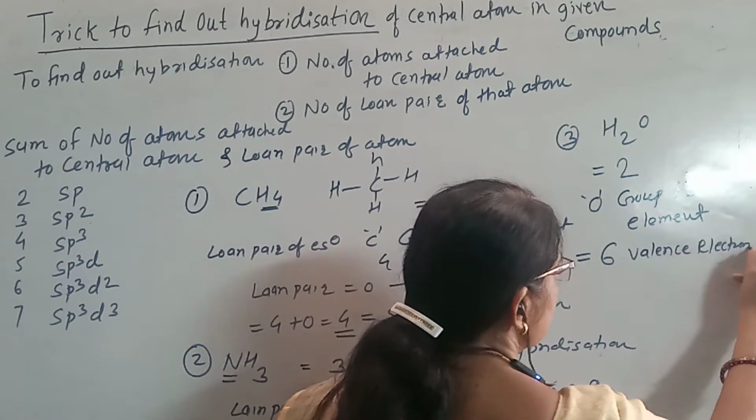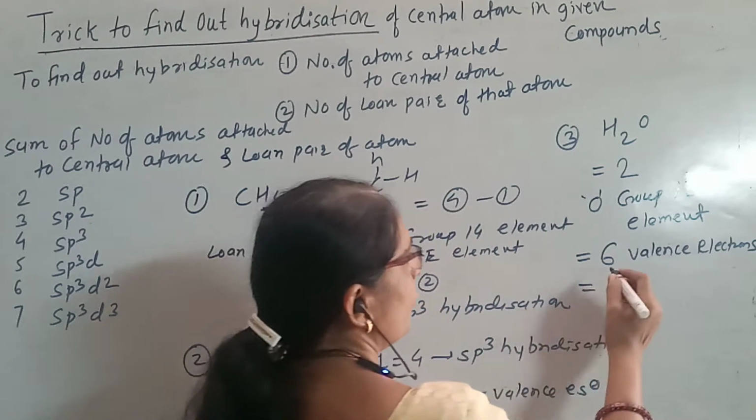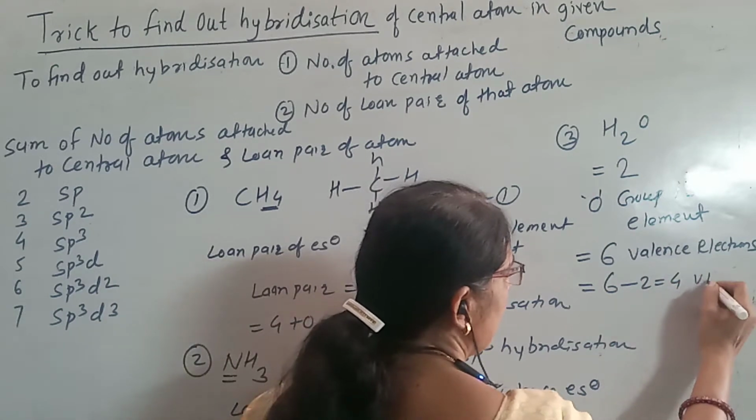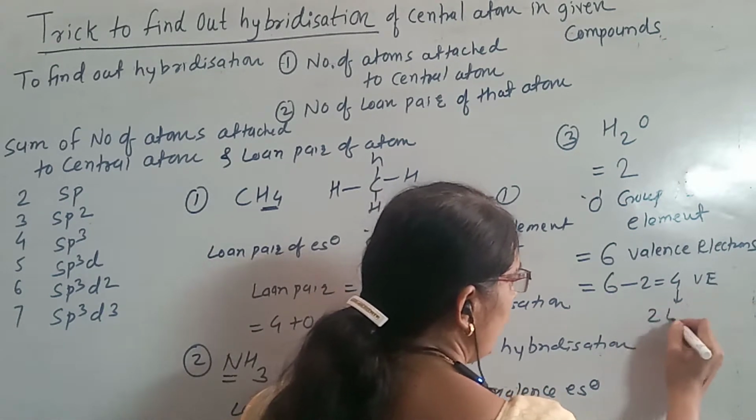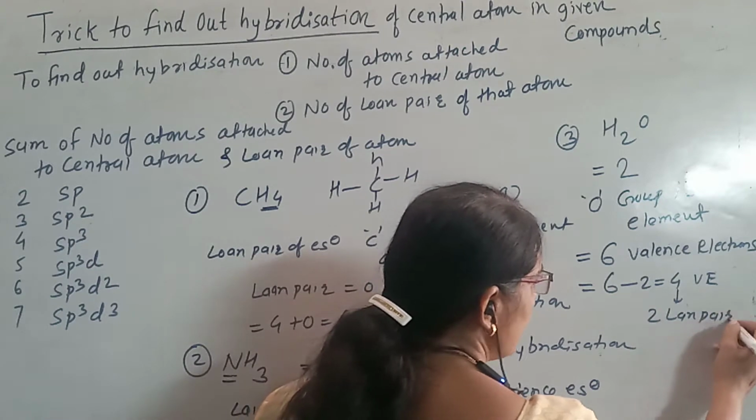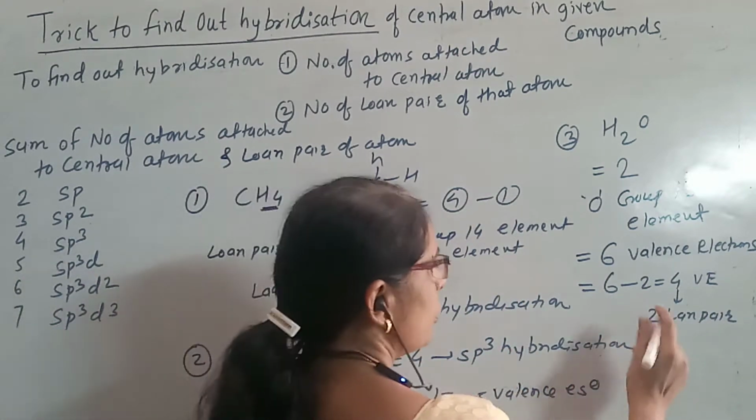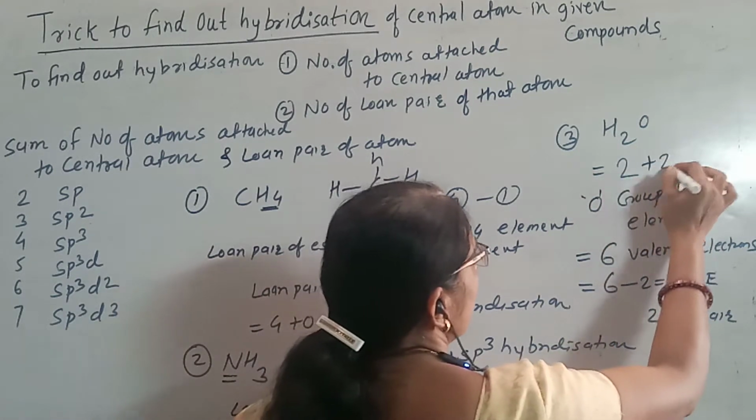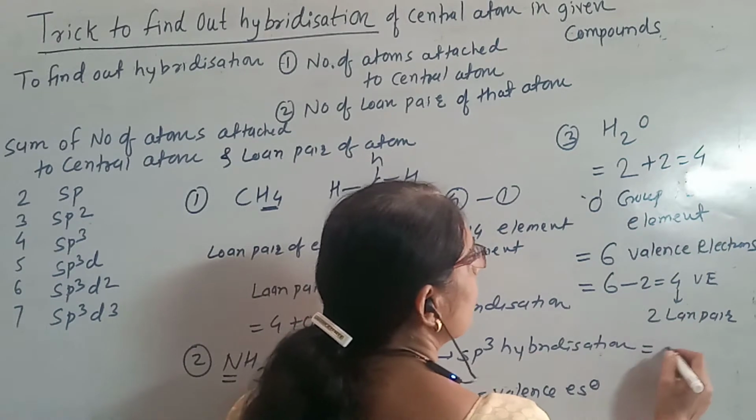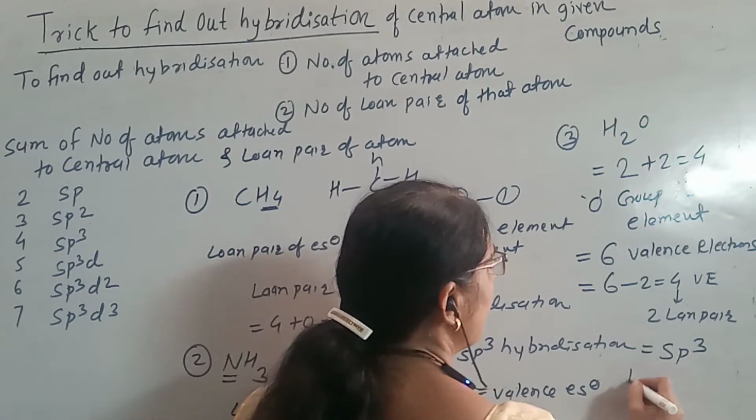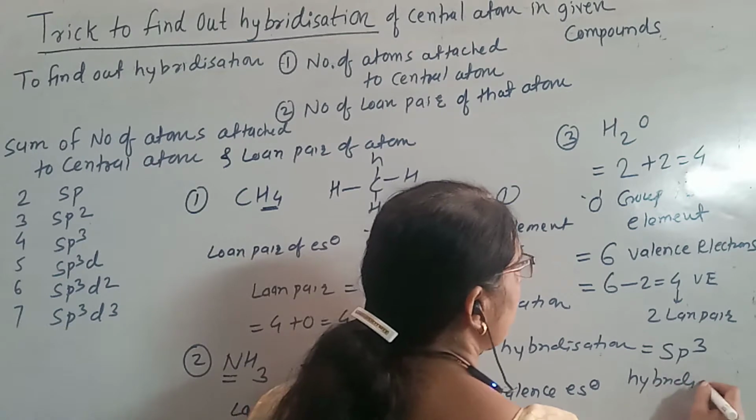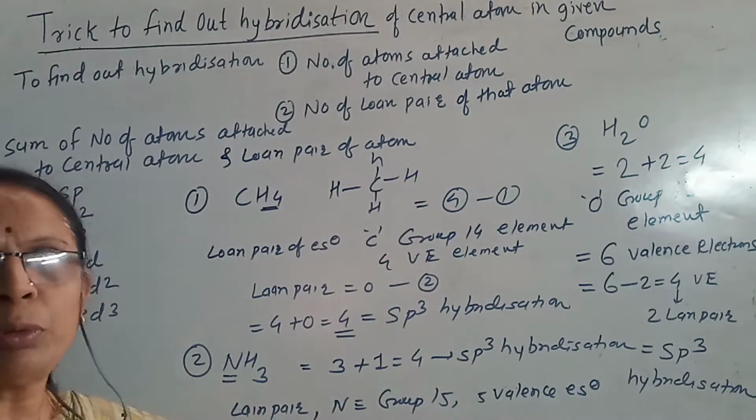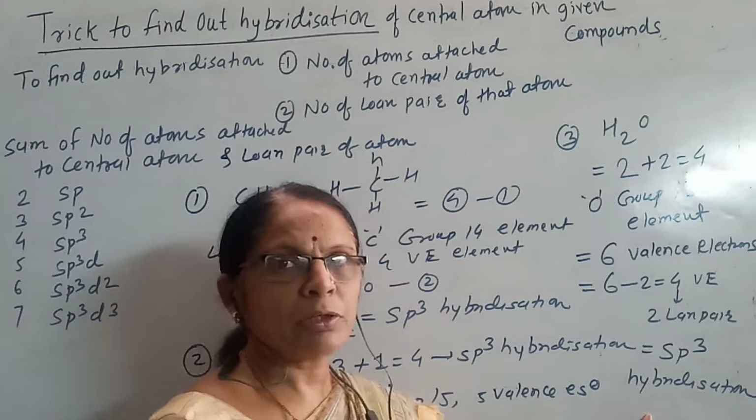As it has 6 valence electrons, 6 minus 2. So how many are there? 4 valence electrons. 4 means 2 lone pairs. So the total sum here is 2 plus lone pairs 2. So 2 plus 2 is again 4. So remember, water is also an example of sp3 hybridization, because it has 2 bond pairs and 2 lone pairs. So the total figure is 4. So like this way. Okay.